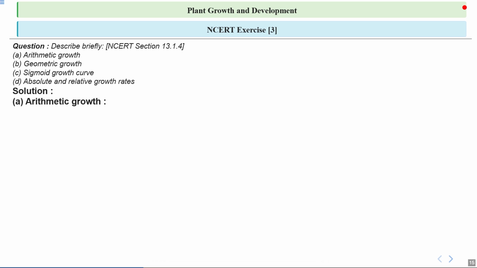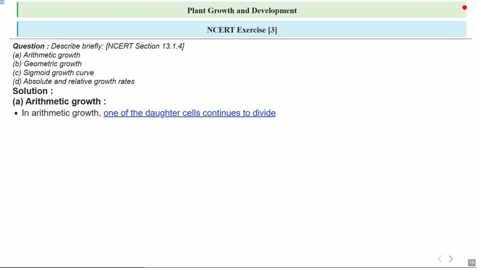Let's focus specifically on arithmetic growth. This is the first type of growth mentioned in the question, and it's important to understand its basic features. In arithmetic growth, only one of the two daughter cells produced during cell division continues to divide. So you have to keep in mind that only one daughter cell divides here, and the other cell stops dividing and starts to mature.